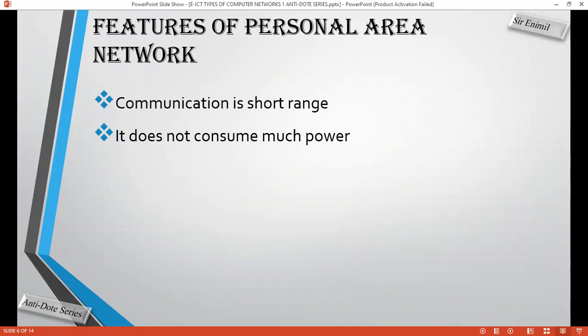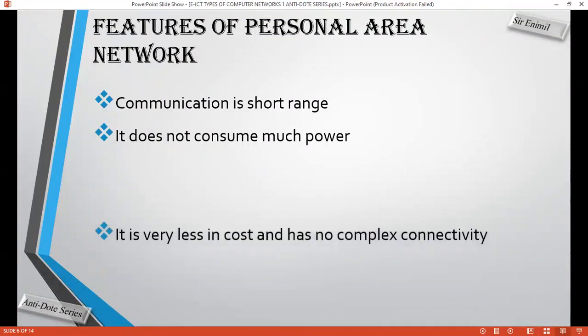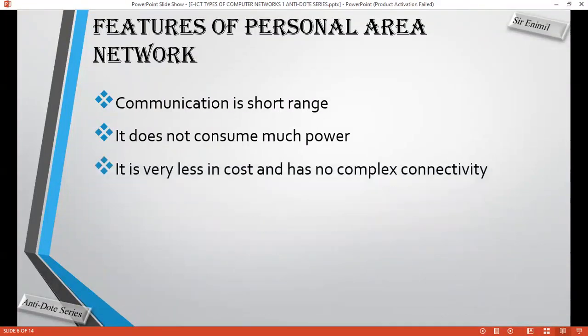So once you have the battery charged, you are able to use it for a period of time before you think of charging it again. So it does not consume much power. It is very low in cost and has simple connectivity. Yes, you don't need much understanding about how to go around these things. Connecting them is very easy. It is just straightforward and simple, and it's less in cost, meaning it is not very expensive as compared to the other types of network that we have.